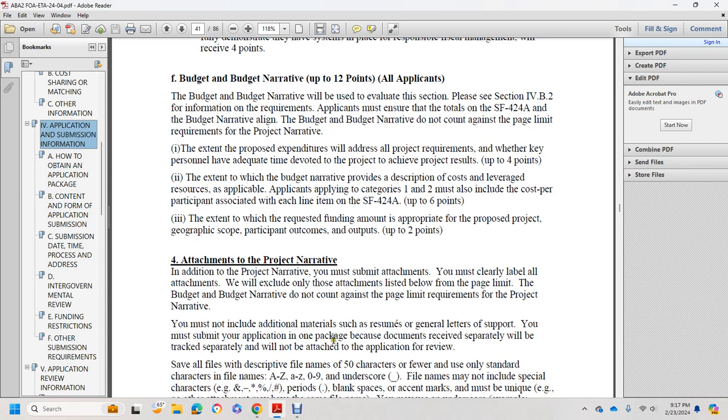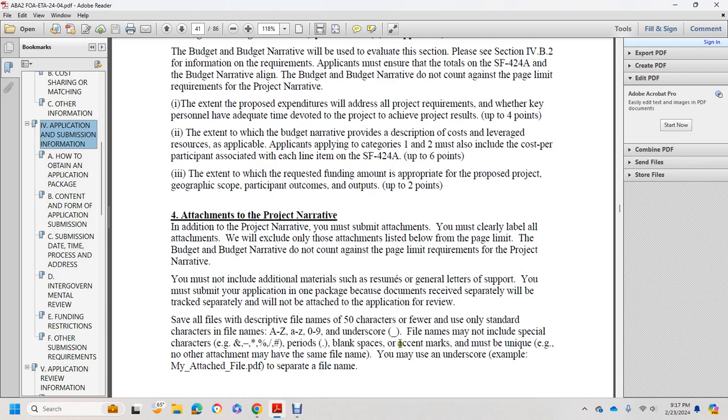You must submit your application as one package, because documents received separately will be tracked separately and will not be attached to the application for review. Save all of the files with descriptive file names of 50 characters or fewer.